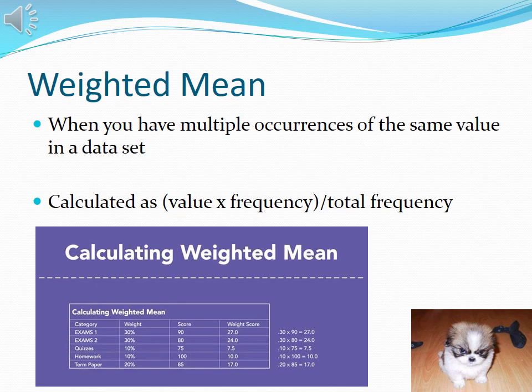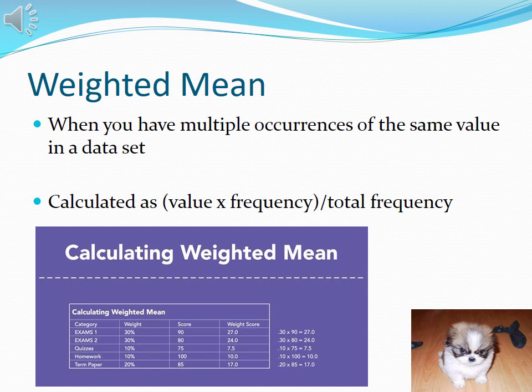Now, your textbook talks about something that you might not be as familiar with. It's referred to as weighted mean. In this case, as we'll see on the next slide, this is simply when we actually have multiple occurrences of the same value in a data set. So it's going to be a type of calculation of mean, but a slight variation on that. It's calculated literally by value times frequency divided by total frequency. And we'll look at another example of this on the next slide.